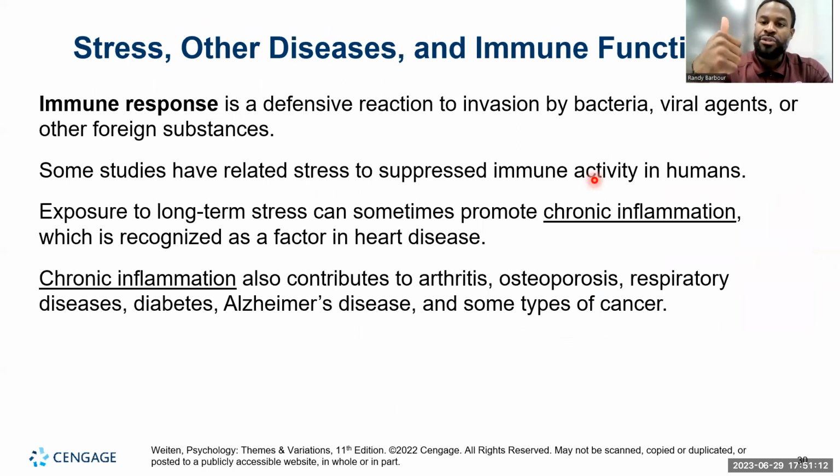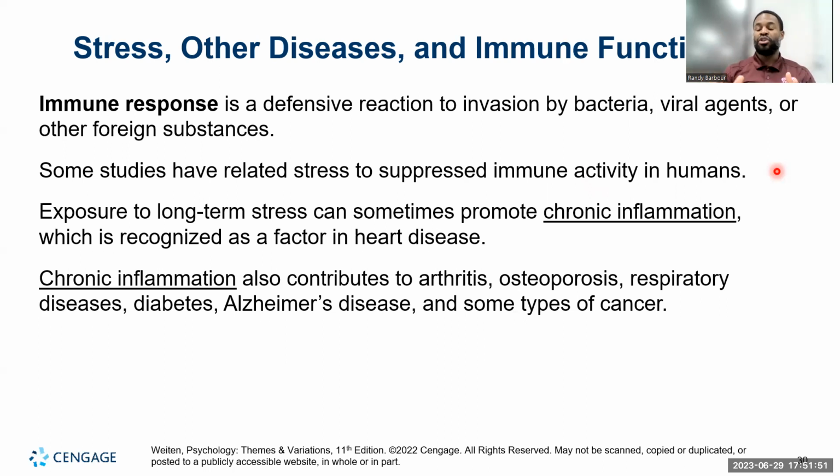When you talk about a high stress response, when our stress response is really, really high for a prolonged amount of time, our immune response is affected, right? So if we're chronically stressed, a lot of hormones are being released in our body. Our body is then trying to fight off things that it just doesn't have enough energy to do, right? The immune response is just what we call a defensive reaction to the invasion of bacteria, viral agents, or other foreign substances, right? So studies do show that high stress does suppress the immune activity in humans, right?